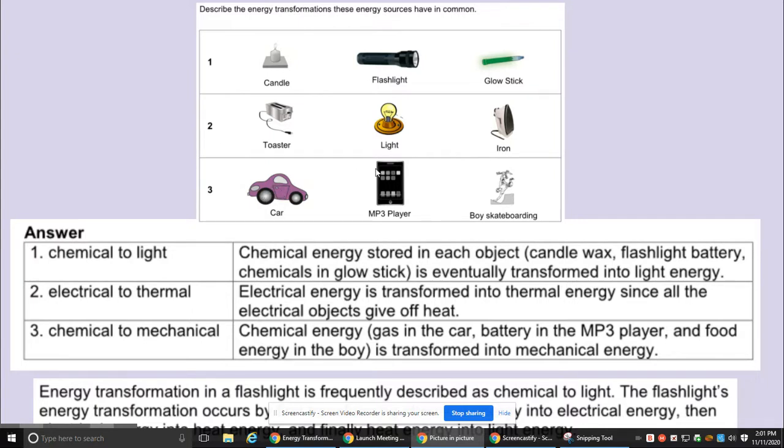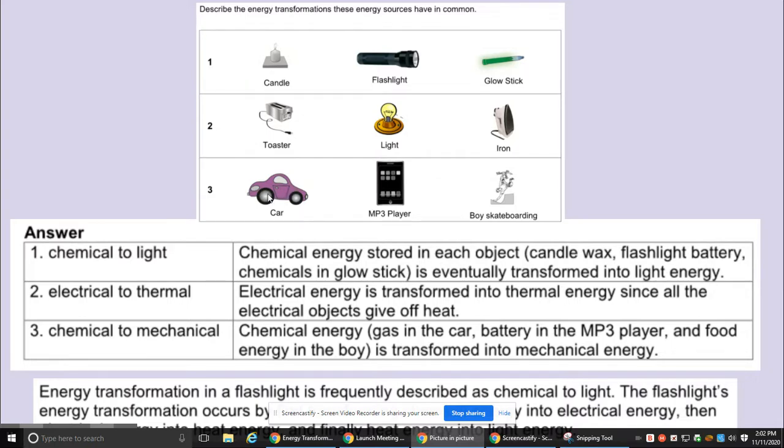Let's look at a car, an MP3 player, and a boy skateboarding. Here we have chemical energy in the gas of the car, a battery in the MP3 player, and food that's stored in the boy's body. This chemical energy is then being transformed into mechanical energy, energy of motion.